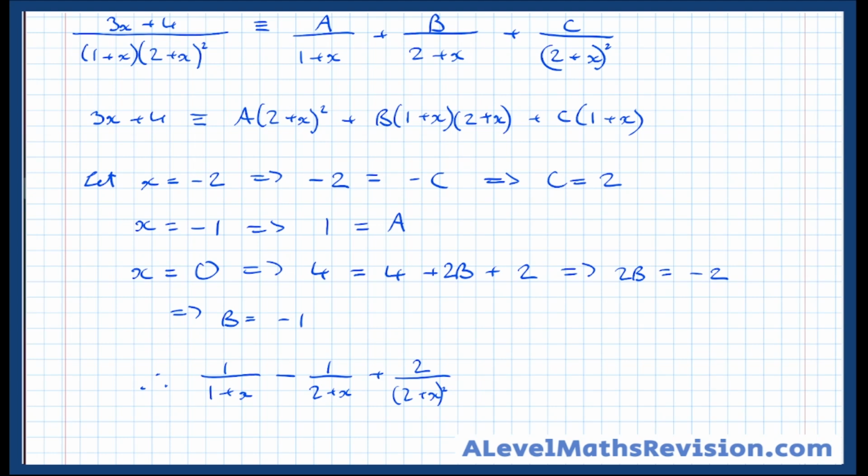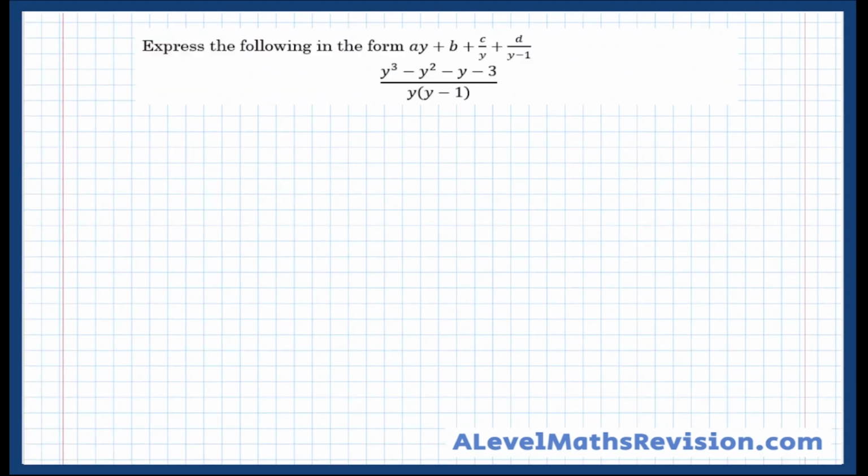So moving on now, let's do another example. And here's the example here. Express the following in that form there. And notice it's a bit more complicated. And notice it's got some non-fraction terms as well. The reason for that is the top is cubic and the bottom is quadratic. Therefore, there's going to be a linear and constant term as well, because y cubed divided by y squared gives a y.